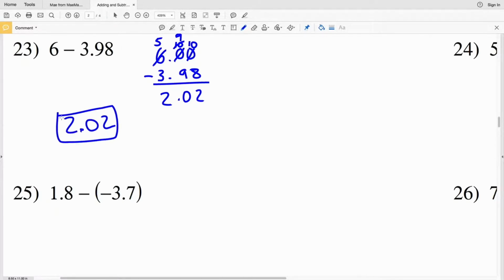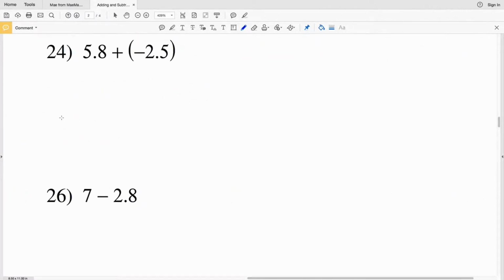Let's go on to 24. 24 is 5.8 plus a negative 2.5. We can rewrite this as 5.8. Adding a negative is subtracting a positive. So minus a positive 2.5. 5.8 minus 2.5 will leave us with 3.3.